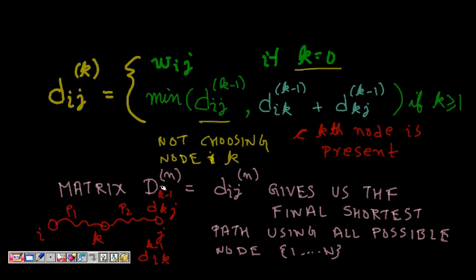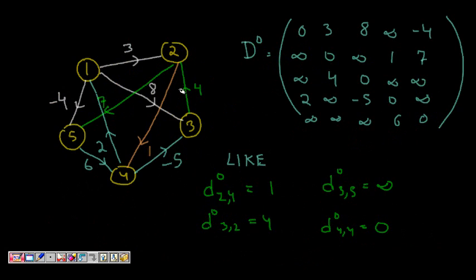And finally, to solve the problem, in the end we can use intermediate nodes from node 1 to n, and this matrix D_ij^n gives us the final shortest path using all possible nodes 1 to n. So let's take one example to make things more clear.